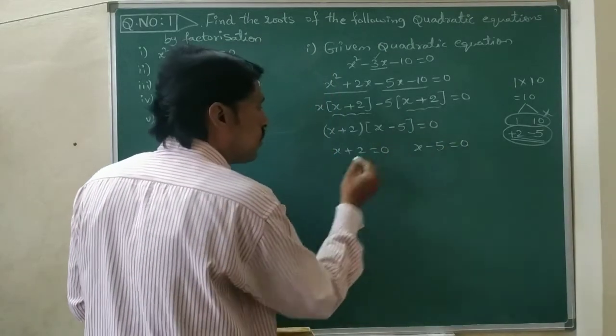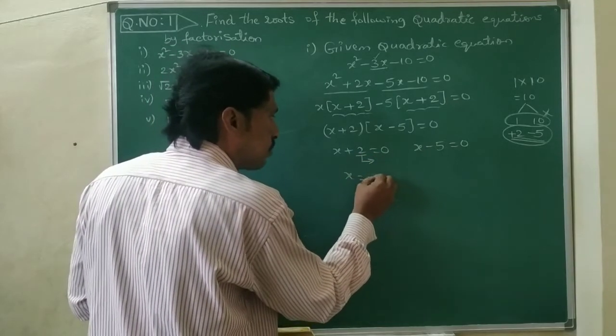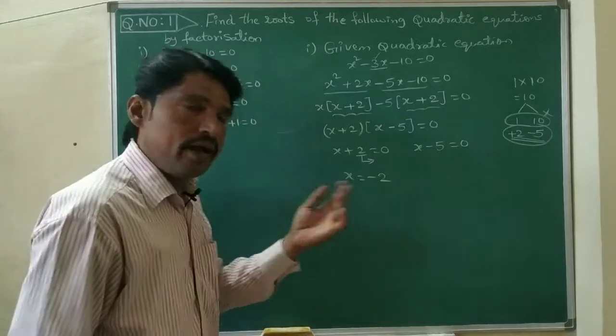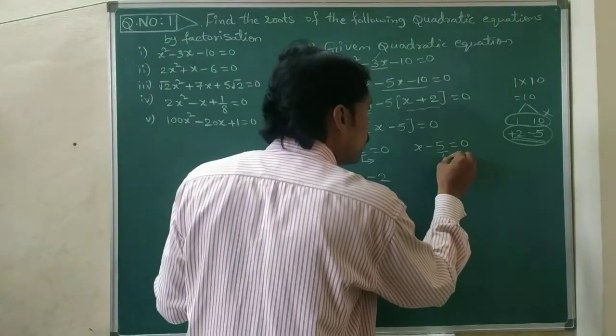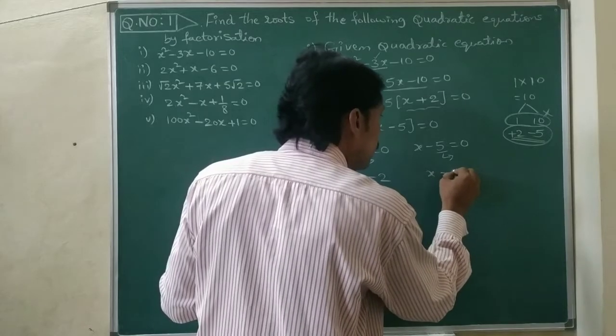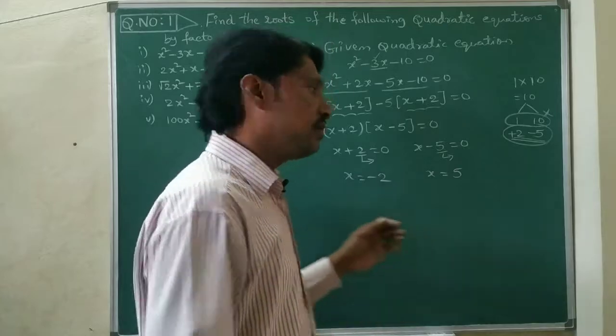This plus 2 you can transpose to the right. I am transposing this plus 2 to the right, so x equals minus 2, since plus becomes minus. Here also, minus 5 we are transposing to the right, so we are getting plus 5. So here we got minus 2 and 5.